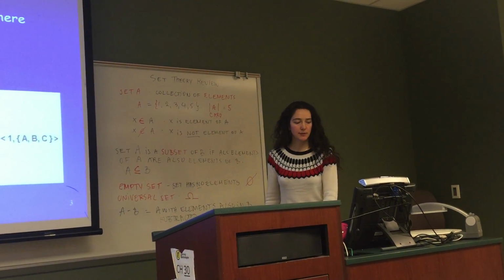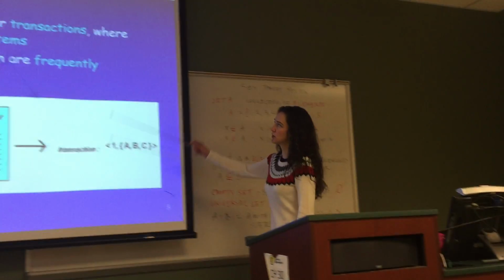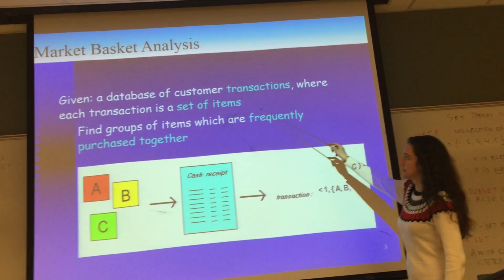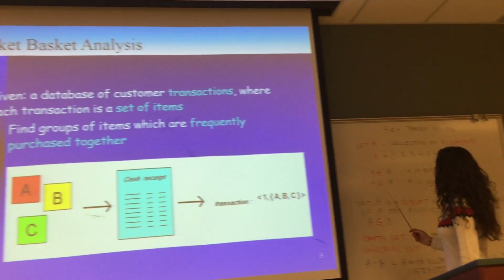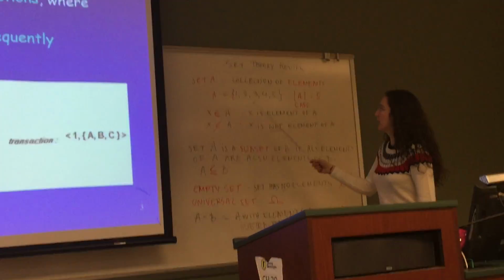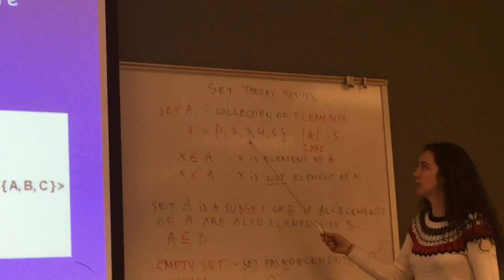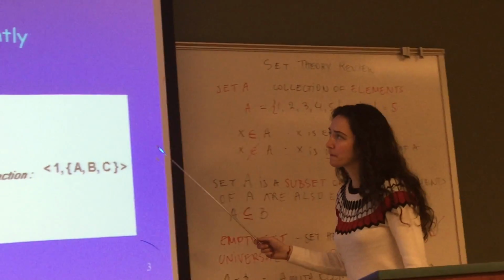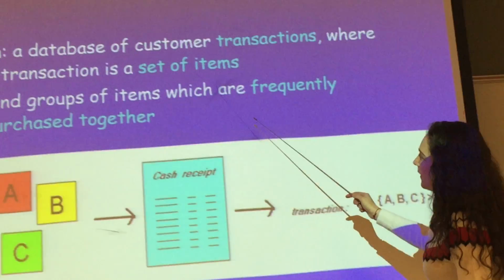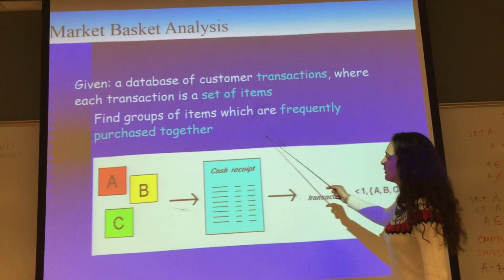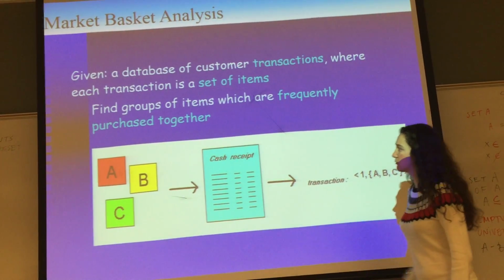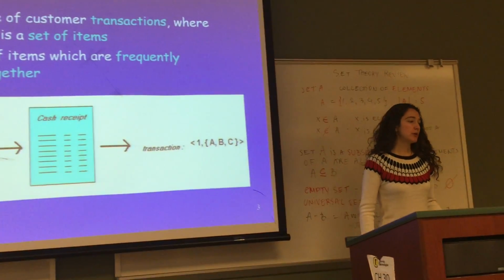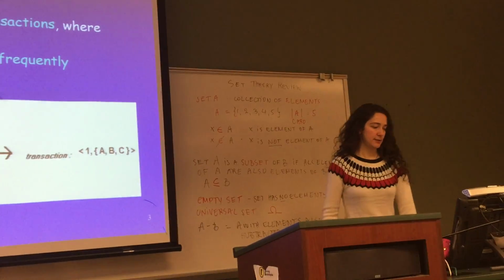So the problem is, given the database of these transactions, where each transaction is a set of items. Here we had 1, 2, 3, 4. Now we have bread, milk, and sugar, and something else in the set. We want to find groups of items that are frequently purchased together. So we are looking for frequent item sets.